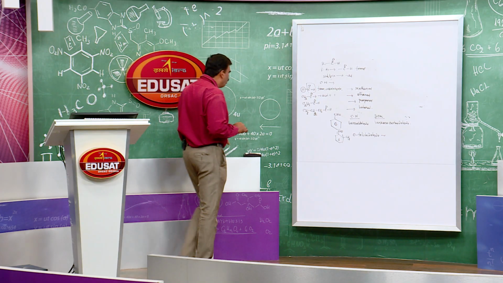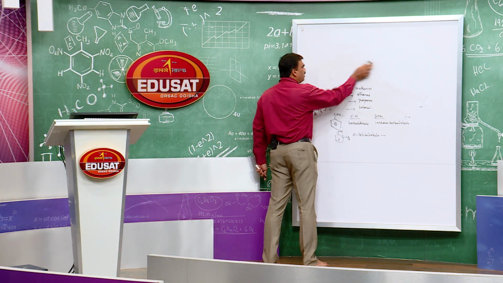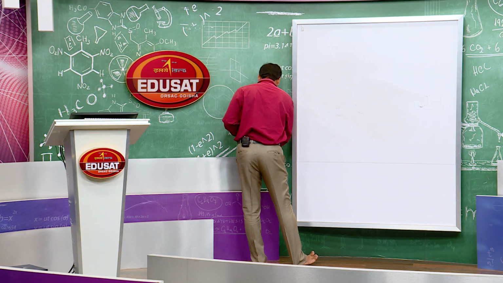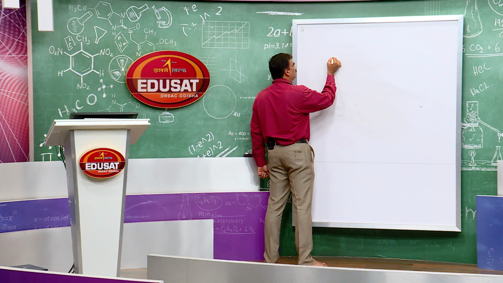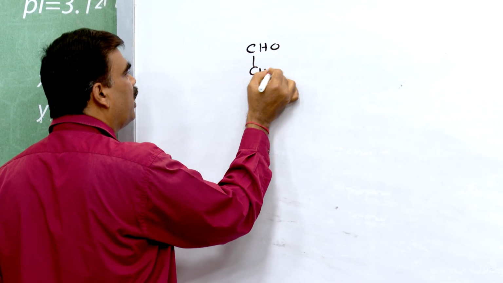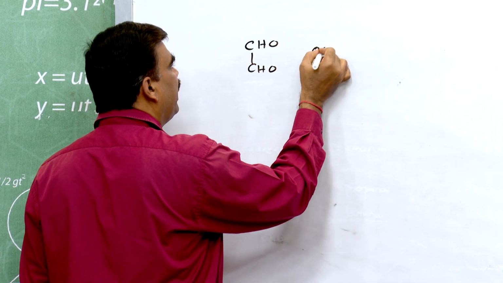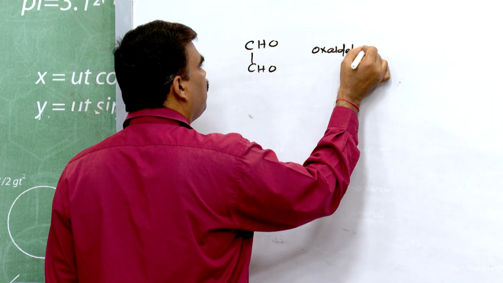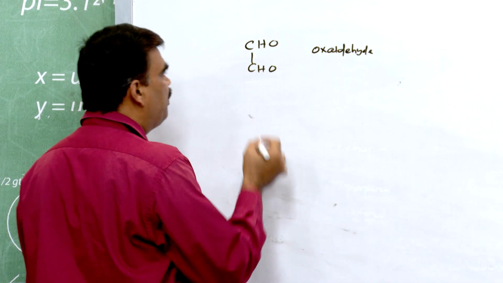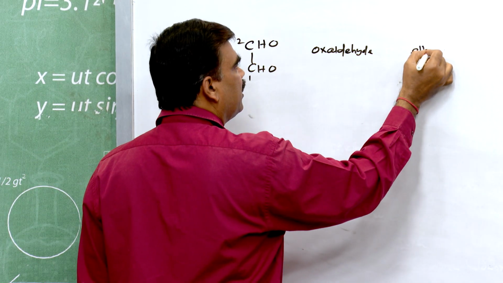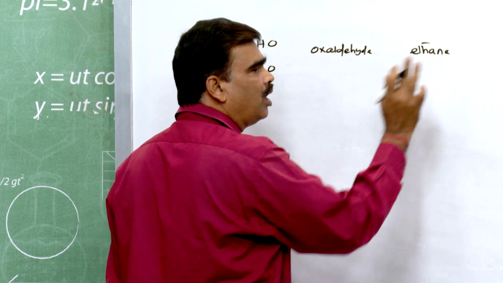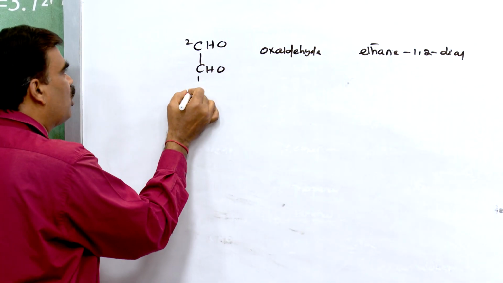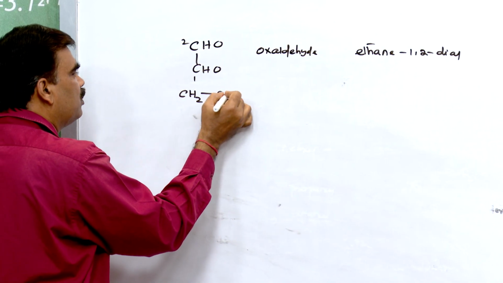So let us do some more nomenclature about aldehydes. Very, very important from an examination point of view. Let us have a quick look at some more nomenclature. This is CHO, this is CHO. What is its name? The common name is oxaldehyde. What is the IPS name? Ethane, E will not be removed here. Ethane 1,2-dial.